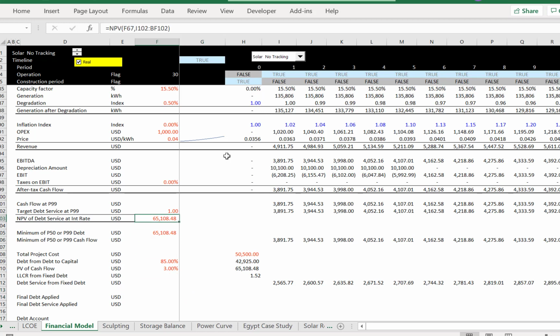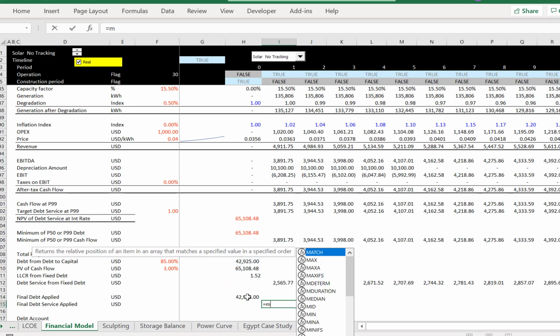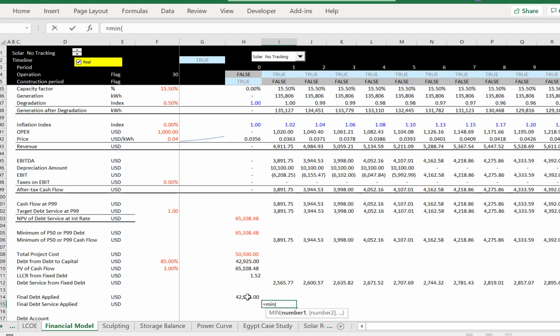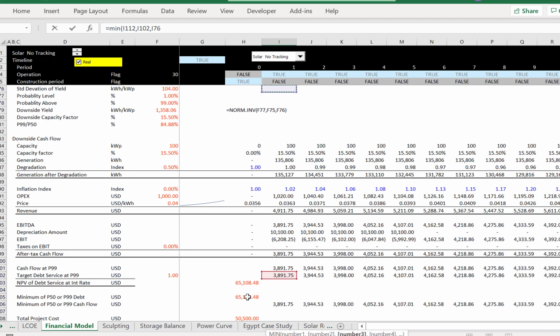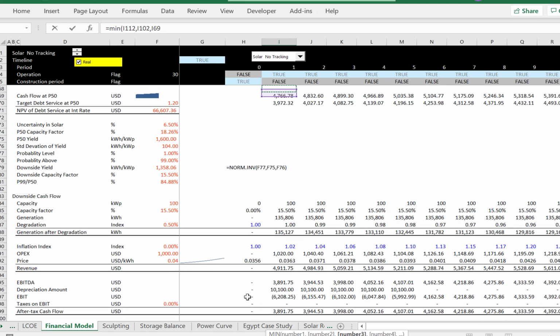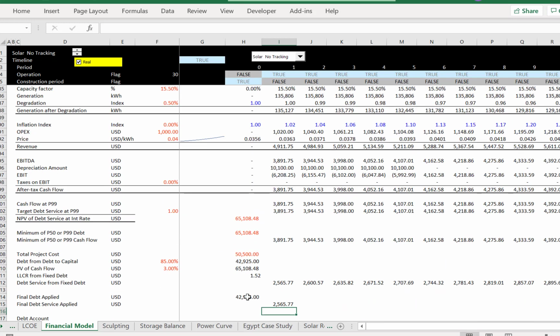And our final amount of debt, I'm going to put this over here. Our final amount of debt that we applied is the minimum of the debt from the debt to capital or the debt from either of these two. And the final debt service amount applied is the minimum of either this one, or the debt service we have from this one, or the minimum debt service we have from our 1.2.